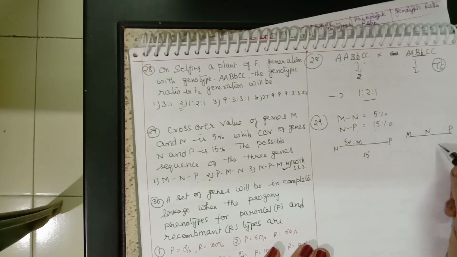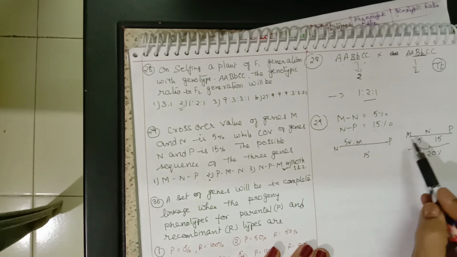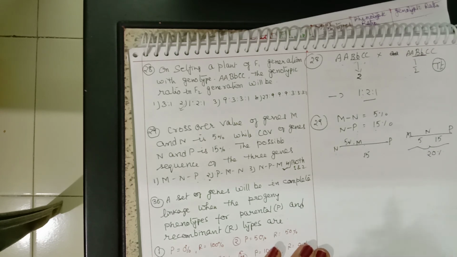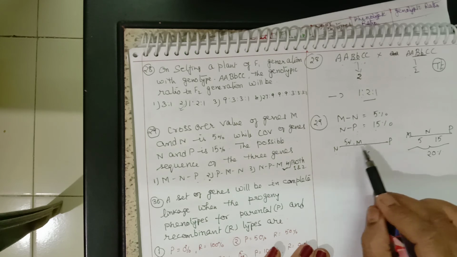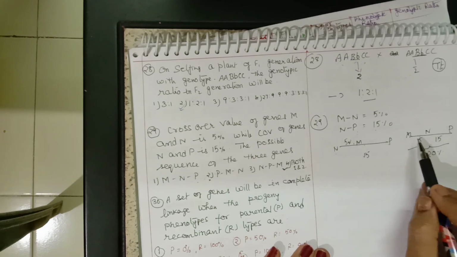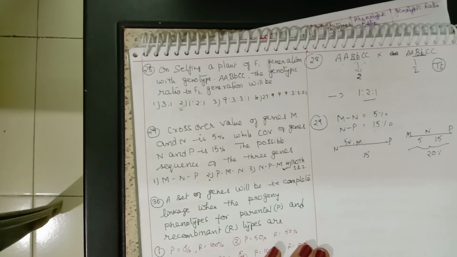MNP. N and P we can give as 15, M and N, 5. Between M and P the total is 20%, because M and P is not mentioned in the question. So we get two possibilities: one is PMN or NMP, another one is MNP.